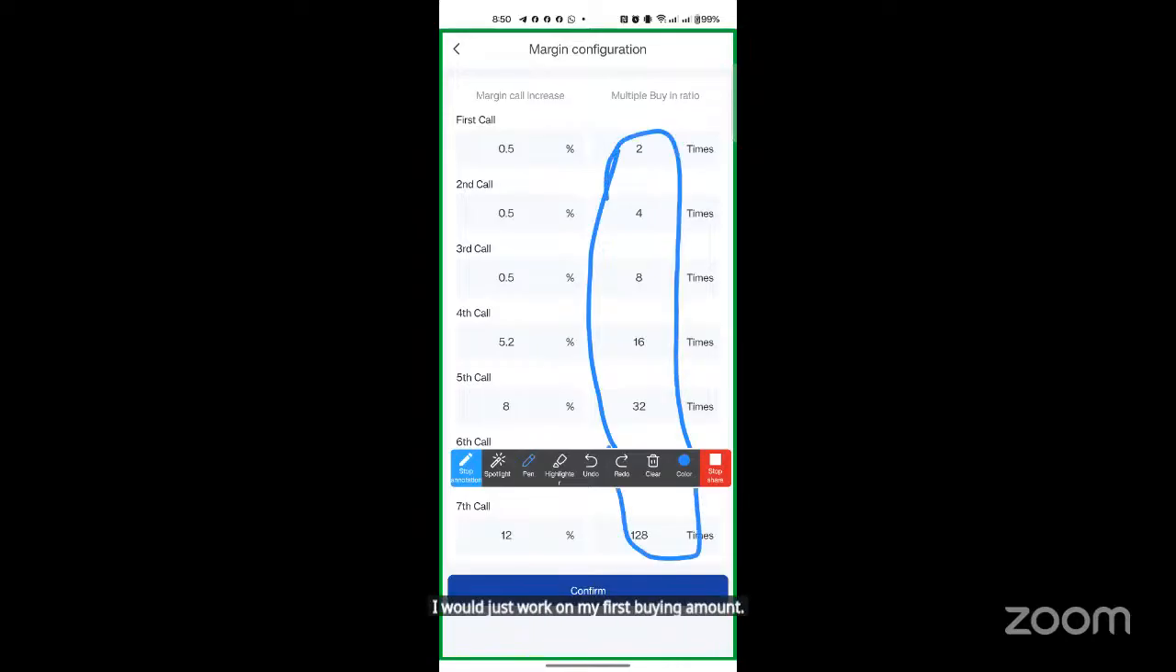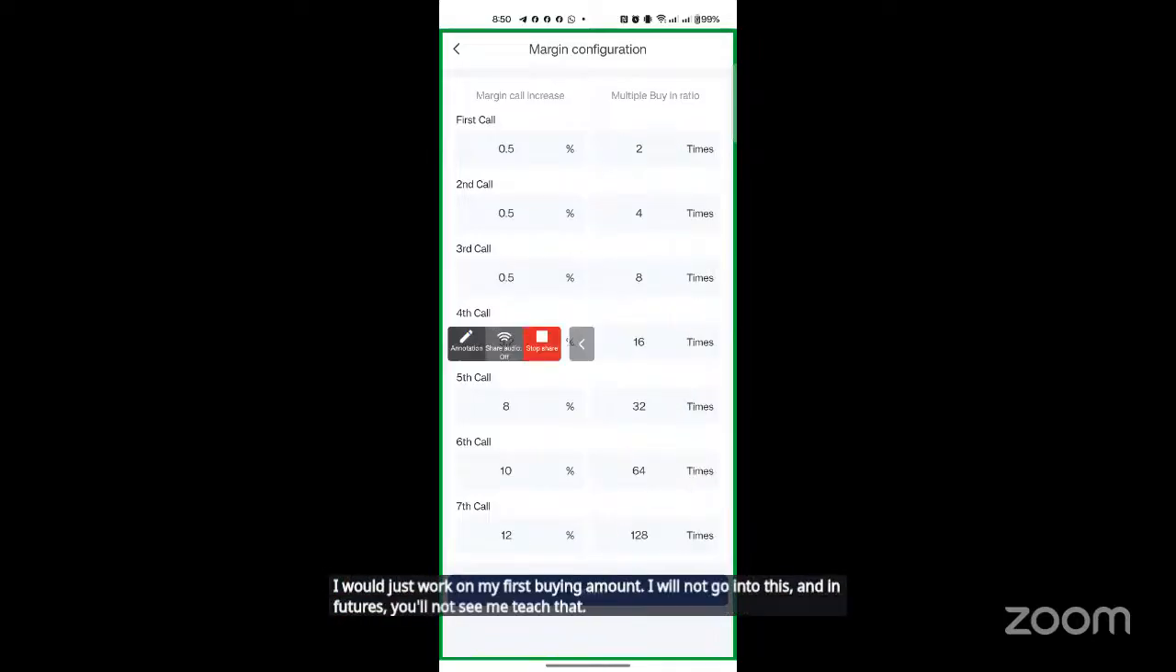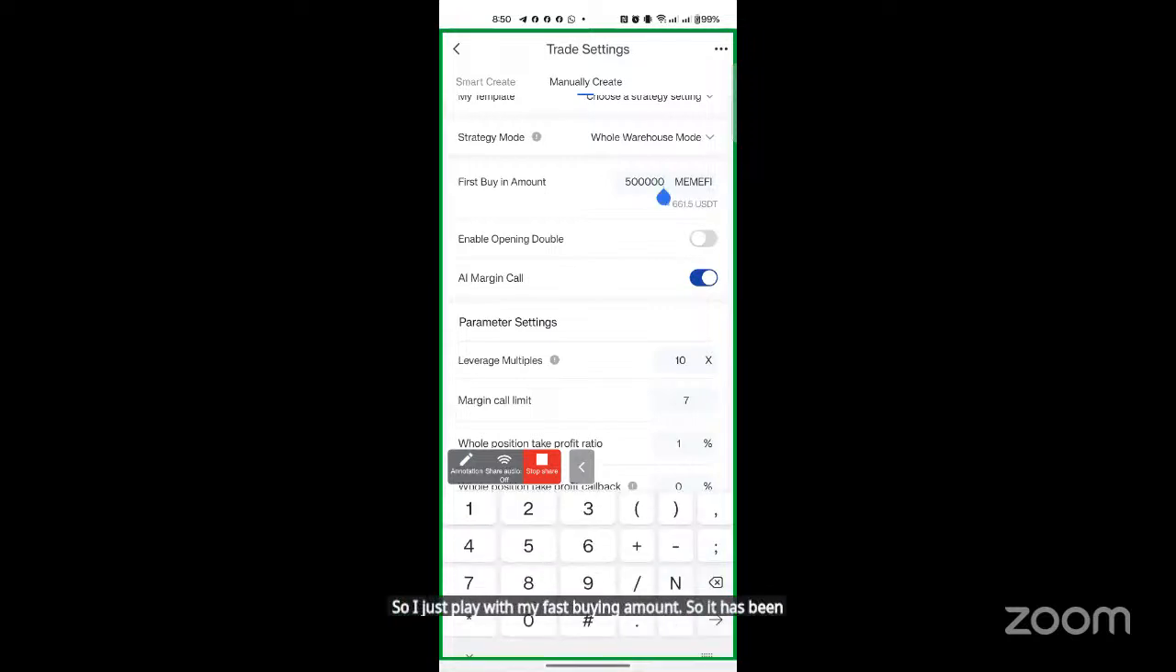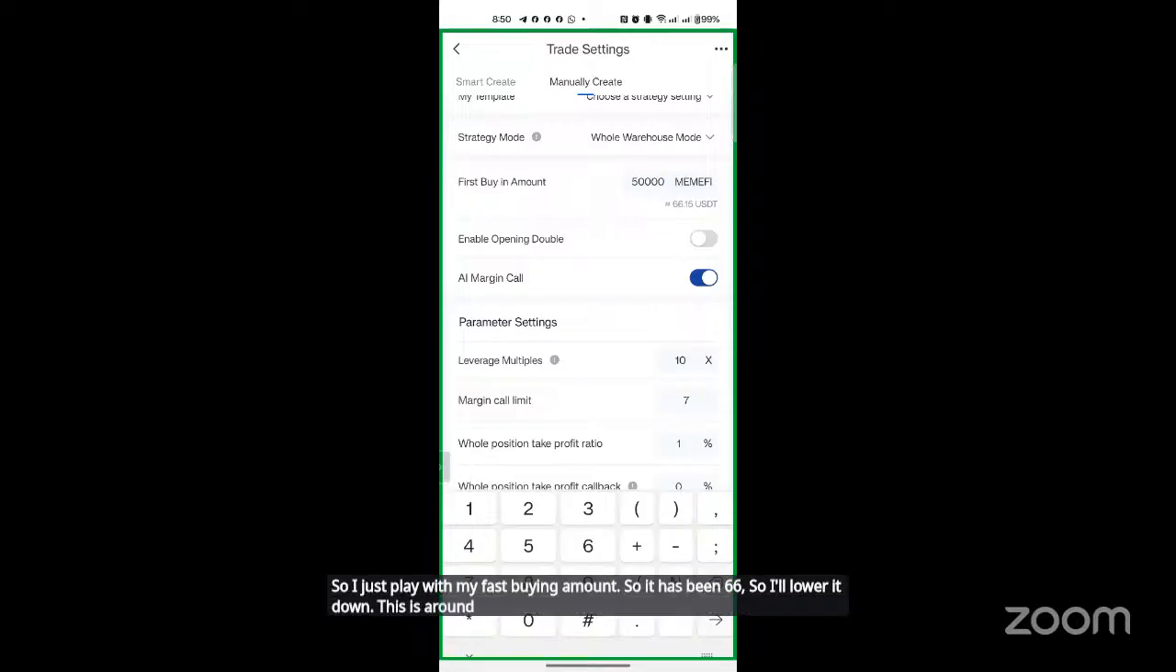I will not go into this. And in futures, you will not see me teach that. So I just play with my first buying amount. It has been 66, so I'll lower it down. This is around $6. Okay.